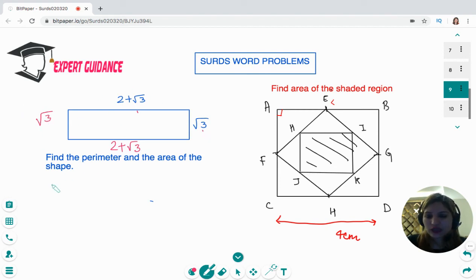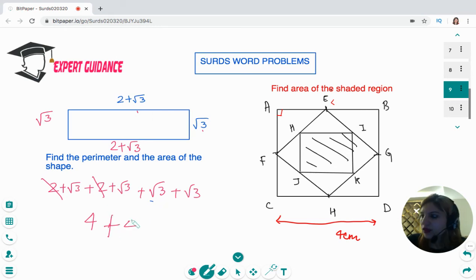Now let's do the addition. So it is 2 plus root 3 plus 2 plus root 3 plus root 3 plus root 3. Now what we'll do, we'll add the whole numbers together and the surds. So 2 and 2 is 4. And how many root 3s do we have? 1, 2, 3, 4. So this will be 4 plus 4 root 3. Okay, so I hope this is clear to you.